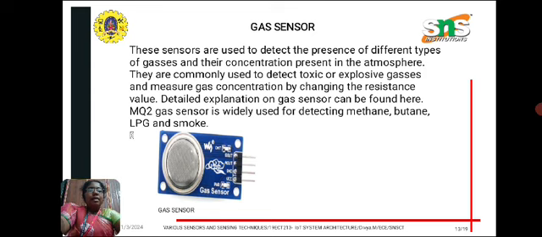Gas sensor. Gas sensors are used to detect the presence of different types of gases and the concentration present in the environment. They are commonly used to detect toxic or explosive gases and measure gas concentration by changing the resistance value. The MQ2 gas sensor is widely used for detecting methane, butane, LPG and smoke.